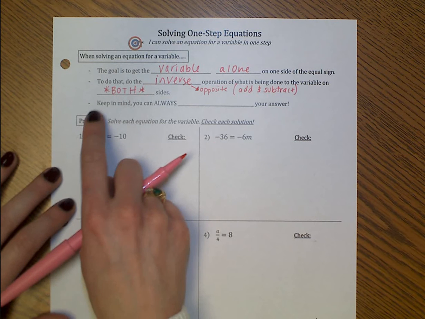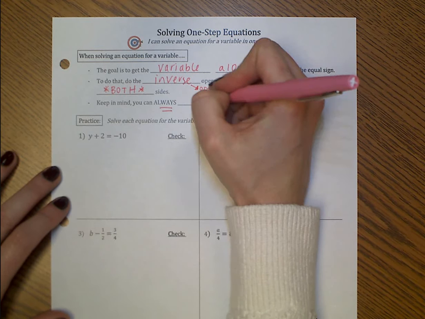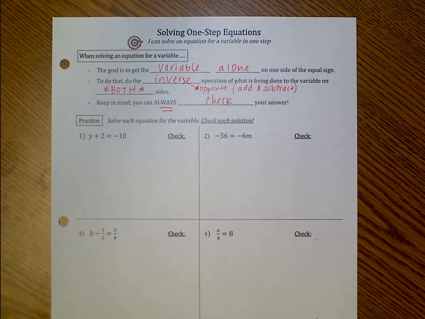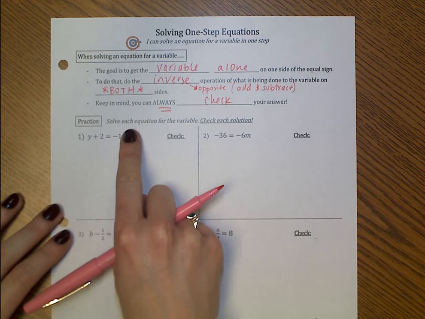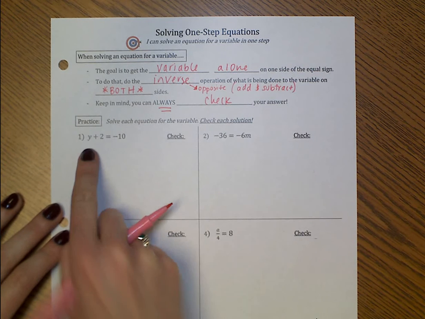All right, I want you guys to also keep in mind that you can always check your answer when you're solving for a variable. So that's important. We're going to do that today just to get you in that habit. You can always see if you're right. So a few examples for you, 5 to be exact. I want to solve each one, which means I want to get the variable alone.